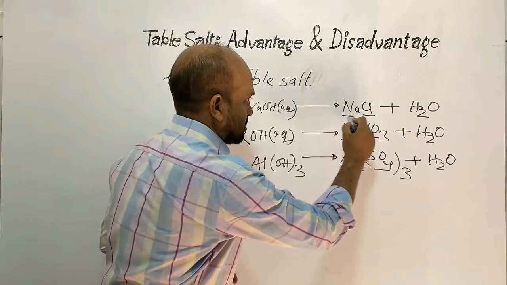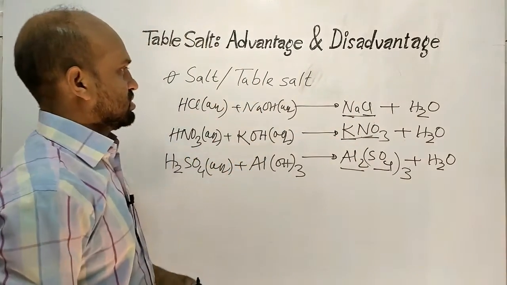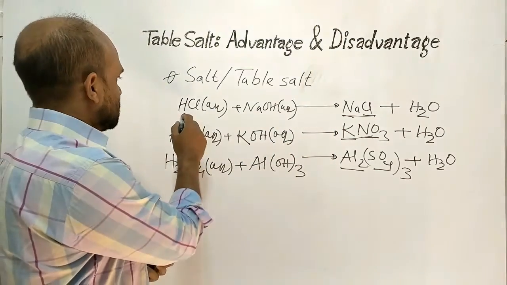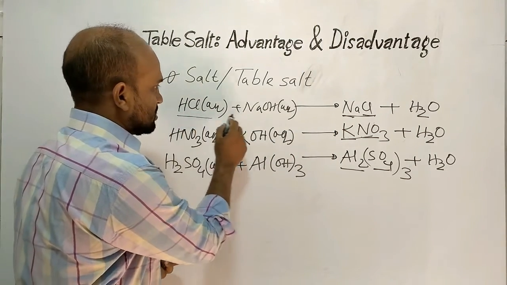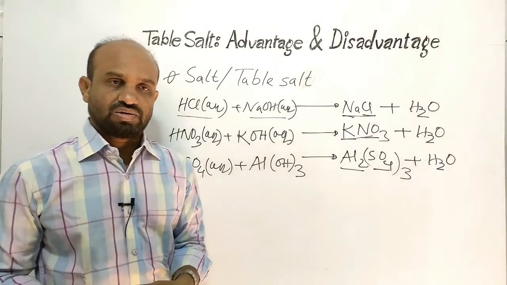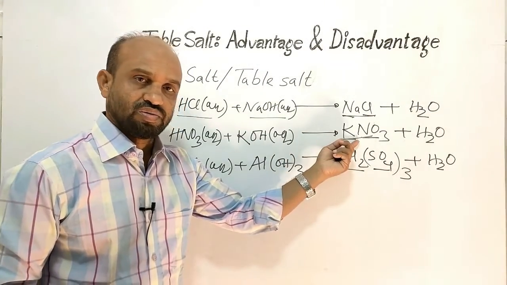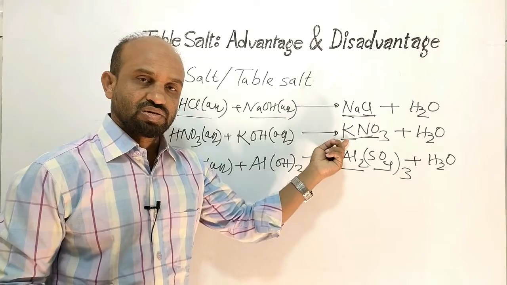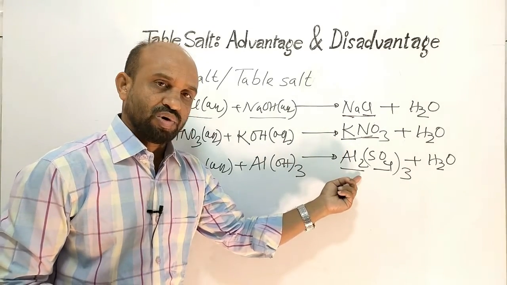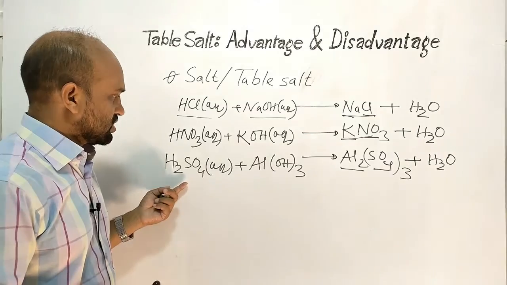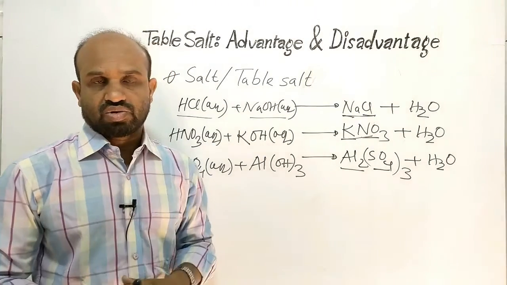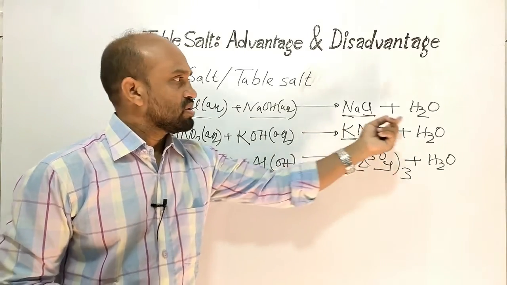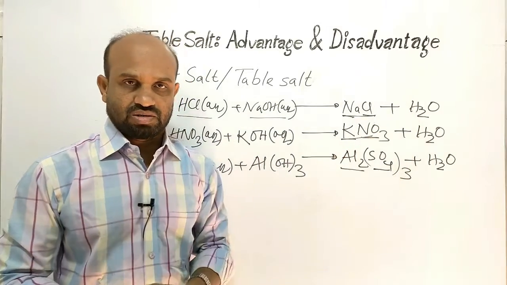So the definition of salt is: the compound which is produced from the reaction between acid and base is called salt. This is another salt which is produced from the reaction between acid and base. The compound which is produced from the reaction between acid and base is called salt. And at the time of formation of salt, water is formed as byproduct.